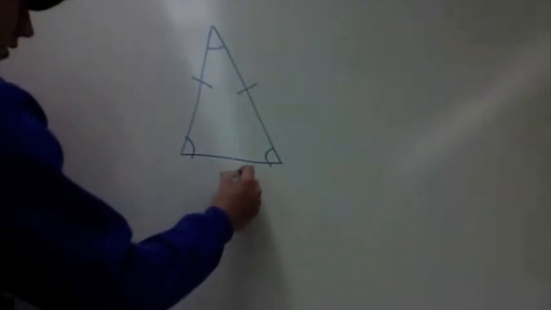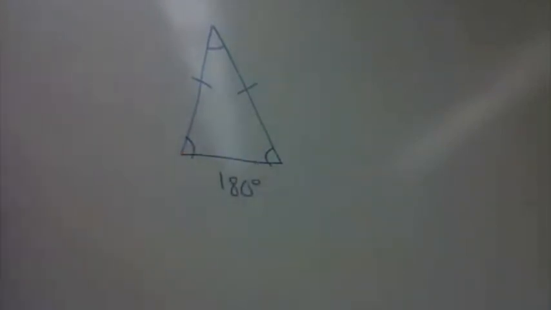So question number 1 says, what is the sum of the measure of the 3 angles of an isosceles triangle? What we know, as everybody knows, the measures of a triangle in general is 180 degrees, so it's no different for an isosceles triangle. So the sum of the measures of the 3 angles of an isosceles triangle is 180 degrees.